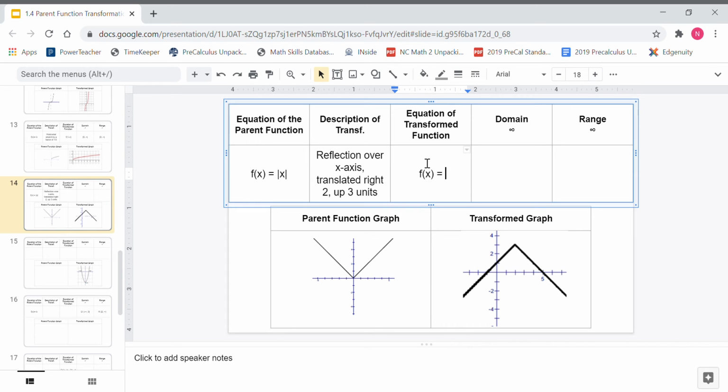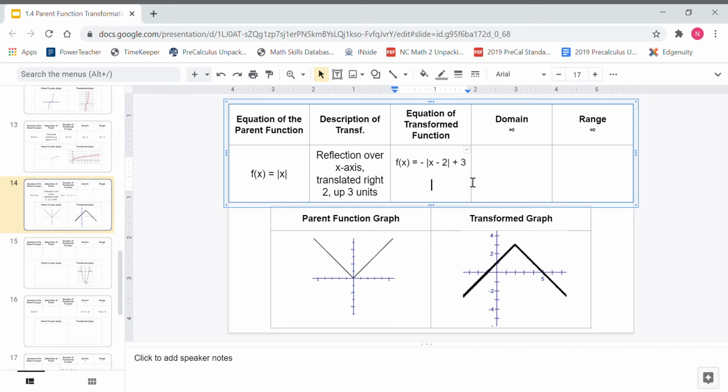So for the transformed function, we've got to have all that information in there. And so we're going to actually write it 2 ways. So reflection, we've got a negative in front. Left and right is inside our parentheses or absolute value brackets. And so if we go to the right, we subtract. And if we're going up, we add 3. So I'm going to add some spaces in there so you can see all those. Make it a little bit smaller so it fits.